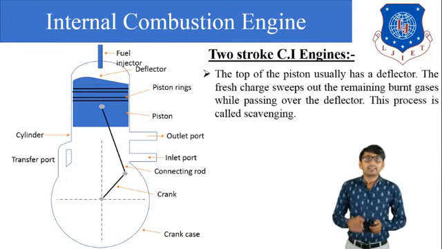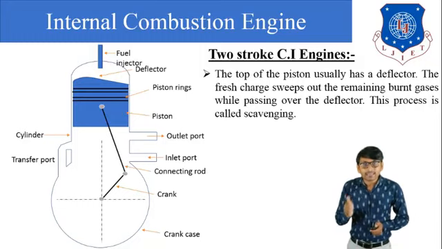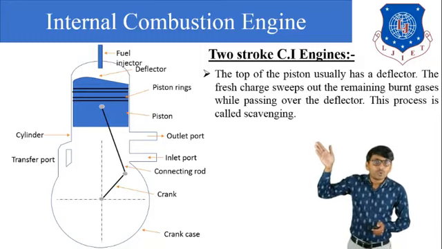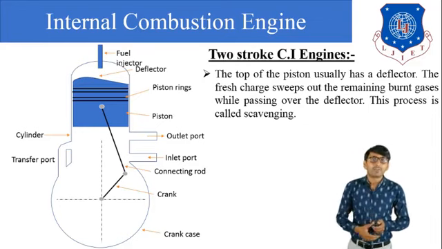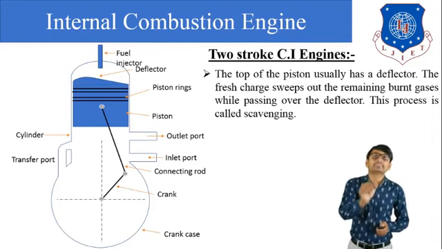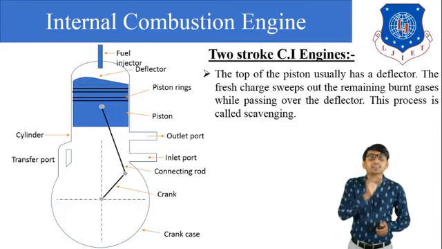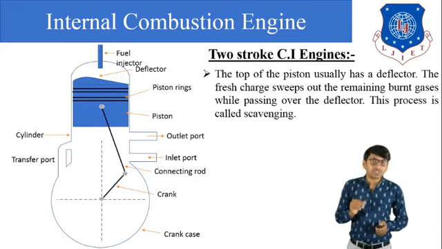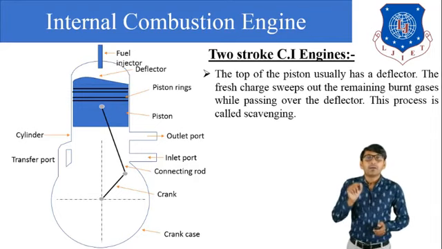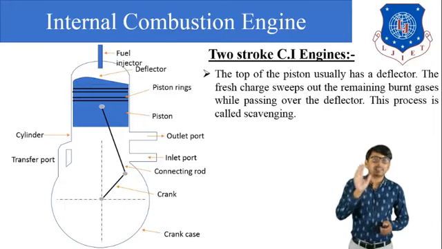And at the top of the piston, there is a deflector. So the fresh air is used to remove the remaining high temperature gas by the outlet port, and this process is also known as scavenging. So, in a diesel engine, the air is used to sweep out the remaining high temperature gas from the upper side of the piston to the atmosphere by the outlet port. This process is known as scavenging.